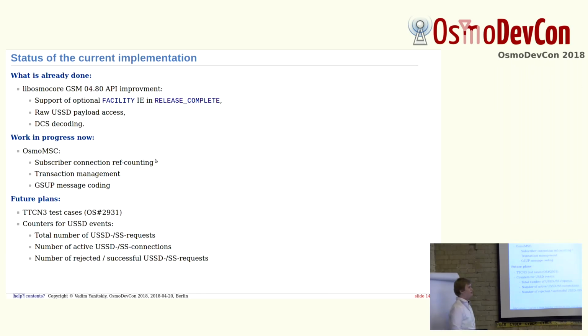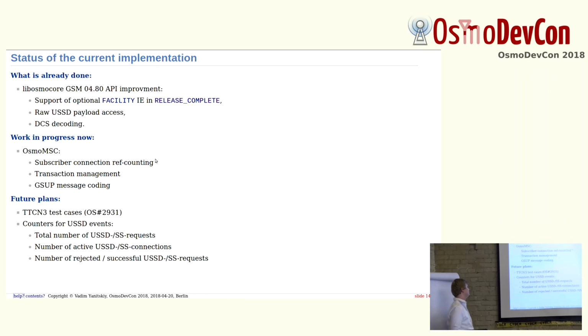What I'm currently working on is MSC code in order to allow multiple transactions and JSON message coding, because we didn't have this. We only had one request, and we could just respond and release the communication immediately. What I'm going to do is to implement some test cases, TTCN test cases.